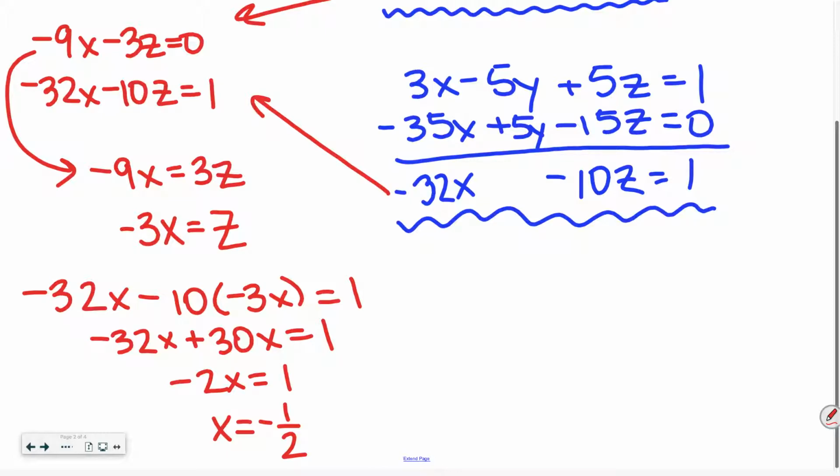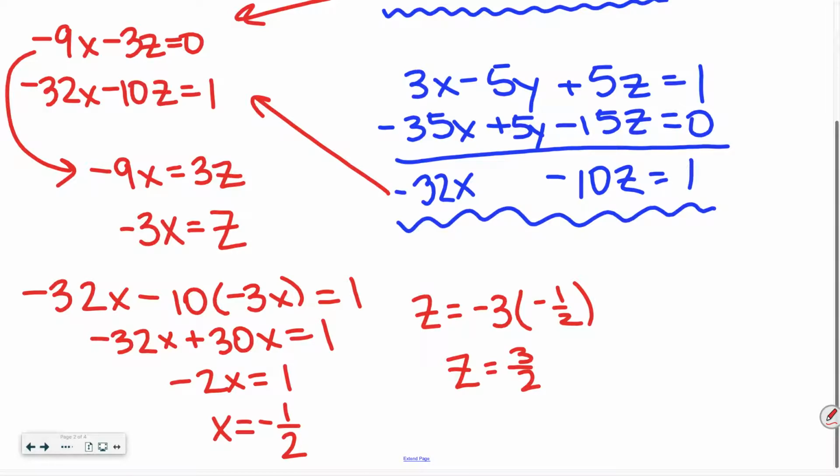Plug it in where? Should I go way back up to the beginning where I have, like, no. We're still in the two variable world here. I need to go back to one of these red equations, okay? Since right here I have solved for z, let's just go back up to here. If z equals negative 3x, then that means z would be 3/2.